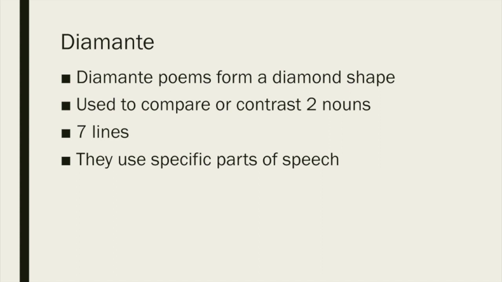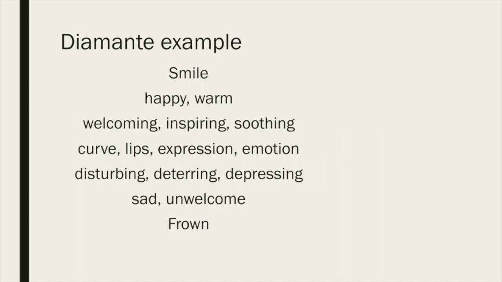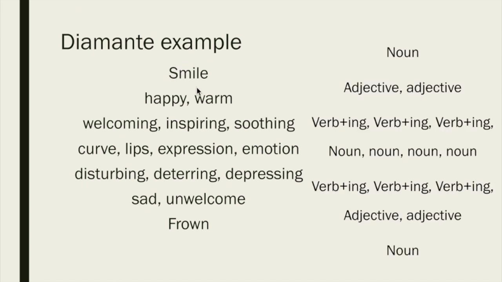Now, in order to be able to write a Diamante, you must know the parts of speech: noun, adjective, and verb. Let's take a look at my example again. You can see that this starts with a noun. In the next line are 2 adjectives.